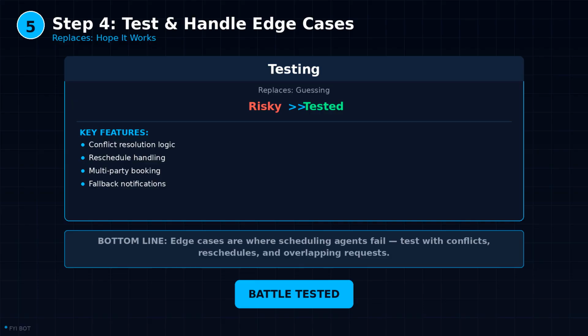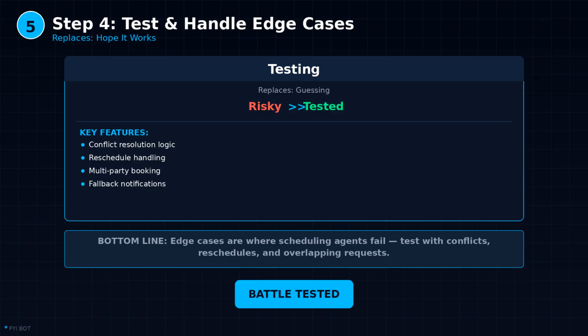Simultaneous requests. Two people ask for the same time slot within minutes of each other. Your agent needs a locking mechanism. When it proposes a slot to someone, that slot should be temporarily reserved for a set period, say 1 hour. If the person confirms within that window, great. If not, the slot goes back into the pool.